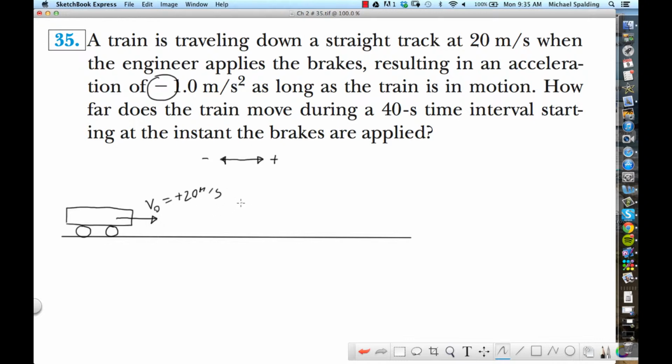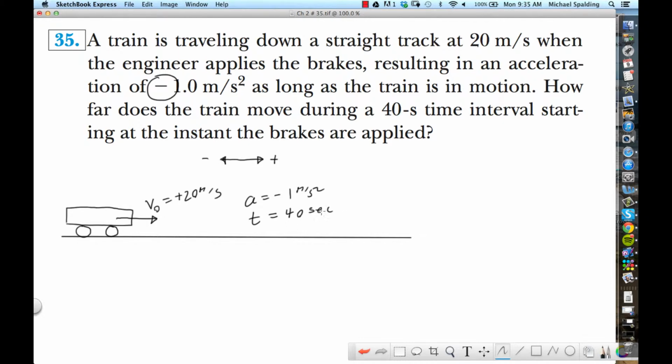Okay, so this train has an acceleration of negative 1 meter per second squared. How far does the train move during a 40-second time interval starting at the instant the brakes are applied? Oh, you know what, guys? I'm just going to be honest here so you don't think I'm super duper smart. I remember this problem from previous years.